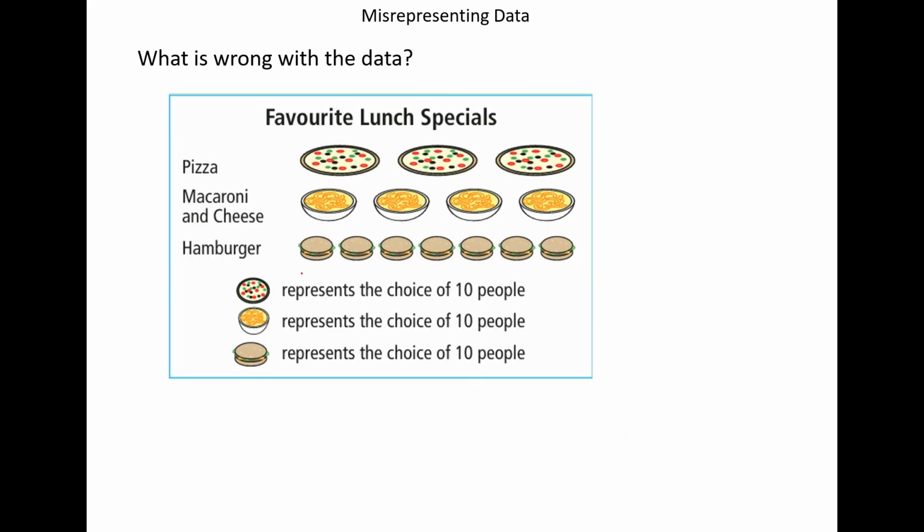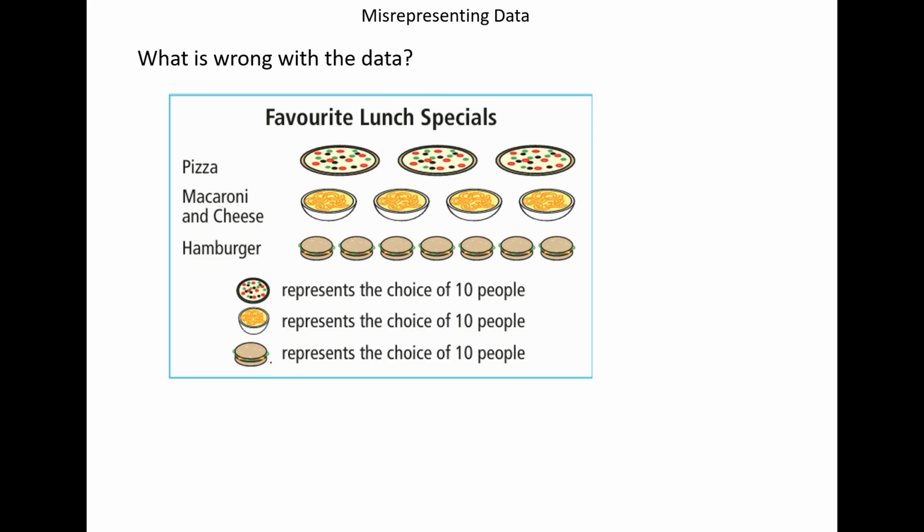Now, here's another example of misleading data. This is a pictograph, right? So it says here, one pizza represents the choices of 10 people. So favorite lunch specials, one pizza represents 10 people. One macaroni and cheese dish here represents 10 people. And one hamburger represents 10 people.